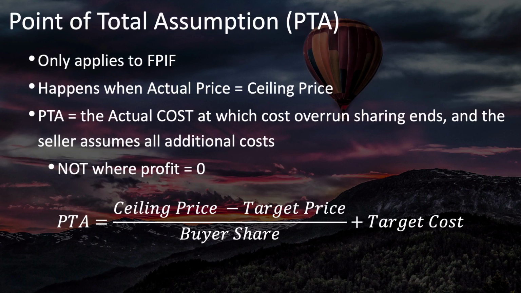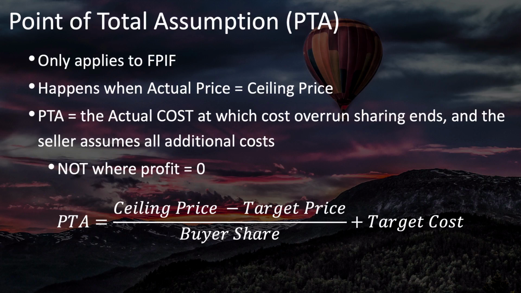First of all, this applies only to fixed price incentive fee contracts. Next, recall that a fixed price incentive fee contract has a ceiling price. The buyer won't pay any more than that, no matter how high the costs go. The buyer will share a percentage of cost overruns, but not past the ceiling price. That's where it ends. Any cost overruns past that point are borne entirely by the seller. And that's what the point of total assumption means.